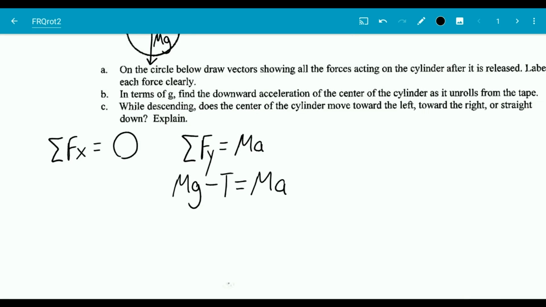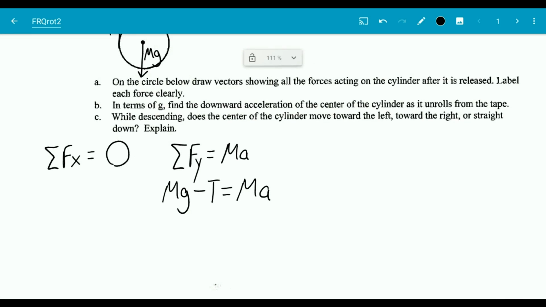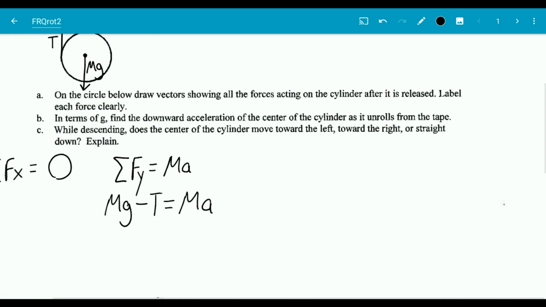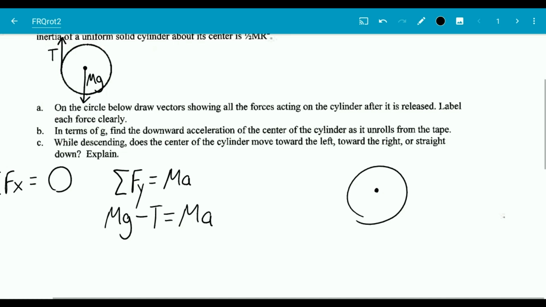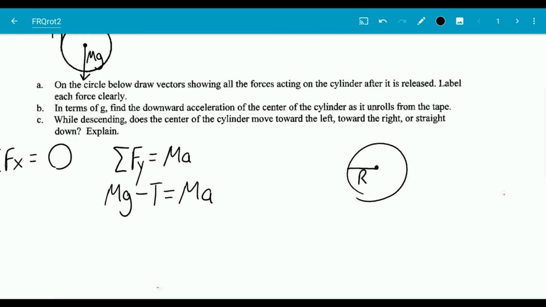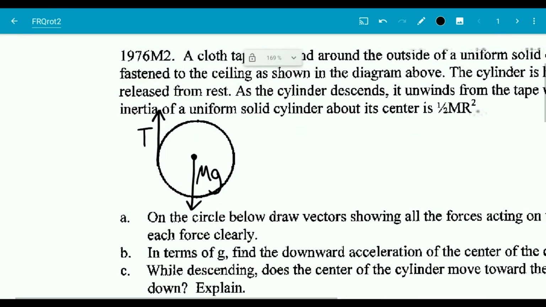Now, there's not much we can really do here. In terms of g, to find the downward acceleration, we still need to solve for some variables. And so we're going to do that by creating a torque diagram. And so I'm going to redraw that cylinder. And now we're going to have to think about what forces would be causing torque on this cylinder. And so here's our radius of it, and let's think about our two forces we have. Which one would be causing torque, or if both were, if none were?